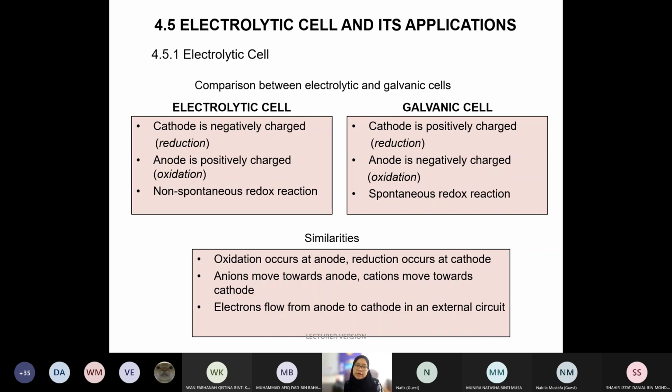So rasanya that's the only slide yang kita boleh cover. This is just to highlight the difference in electrolytic cell dengan galvanic cell, and then the similarities which I have highlighted just now. Tapi this is in proper slides. We have it in one slide.